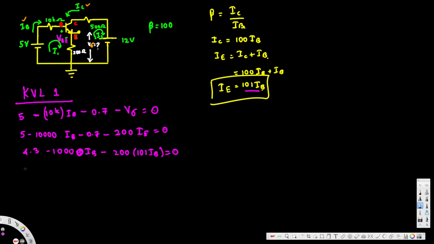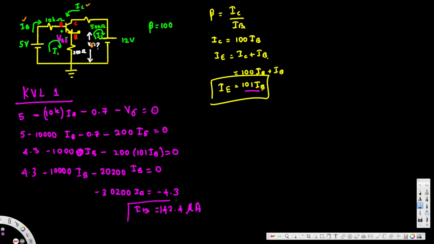Then if we simplify this one, 4.3 minus 10,000 IB minus 200 IB is equal to 0. So minus 200 IB is equal to minus 4.3. Therefore IB is equal to 142.4 microampere. Okay, this is the IB current.